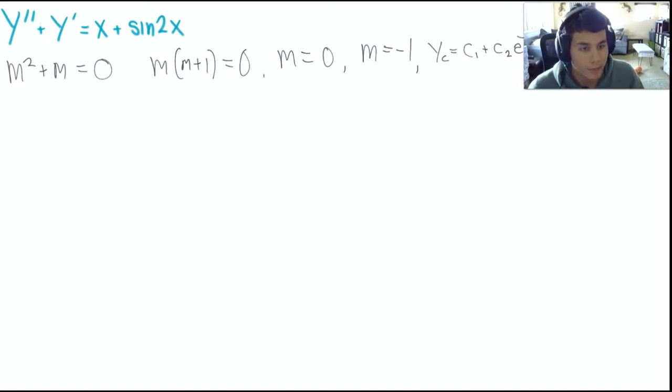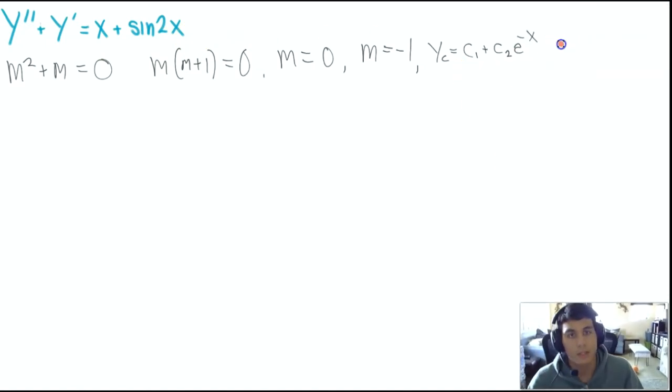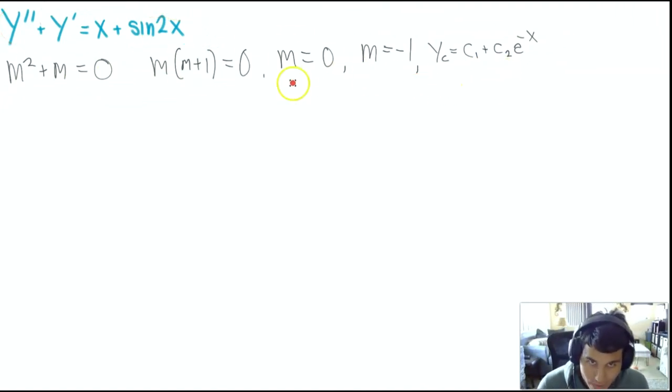Okay, let me move myself down here. Alright, so this is our complementary solution, and we got it pretty quick. Although, there's this differential equation, so something tells me that this problem is not just going to be as simple as just this. There's a little bit more we have to do, and we'll see what happens when we want to find the particular solution.